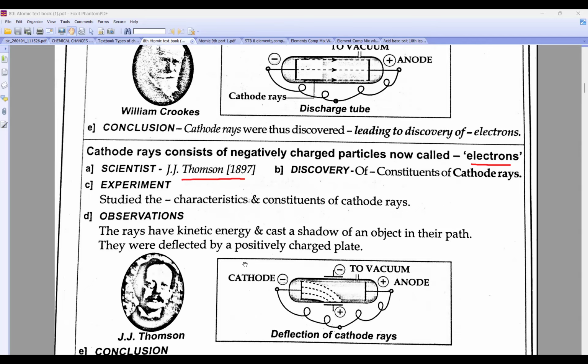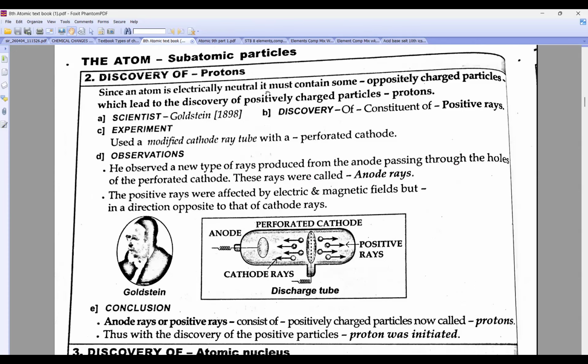Then, proton. Who discovered the proton? Goldstein. He called them which rays? Anode rays. What are these anode rays and the cathode ray experiment? I'll teach you later on.